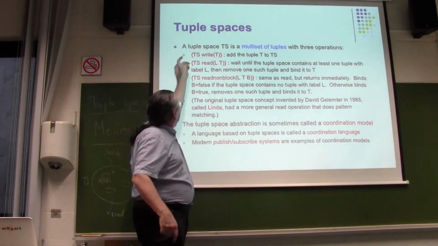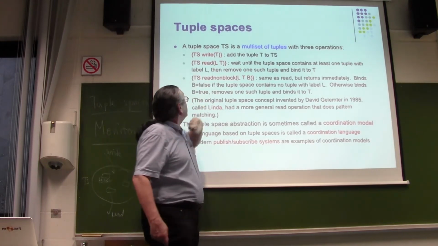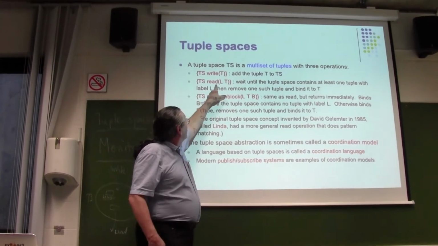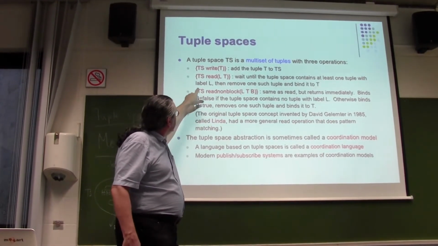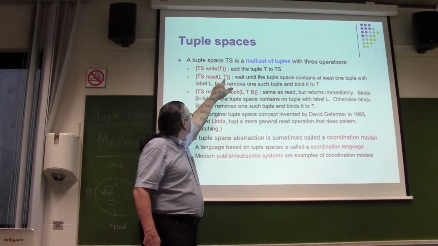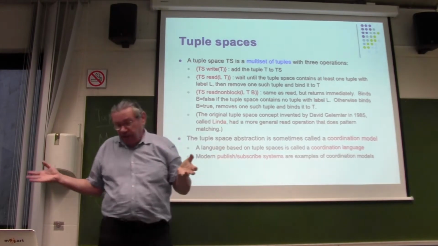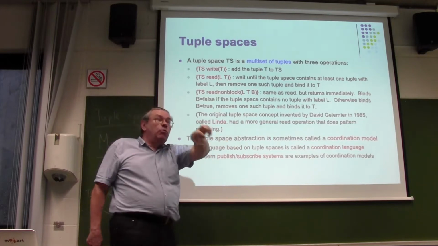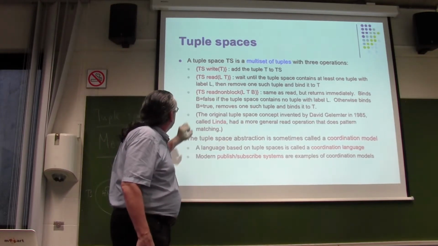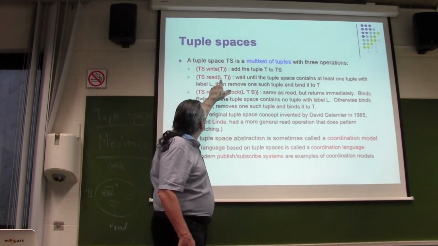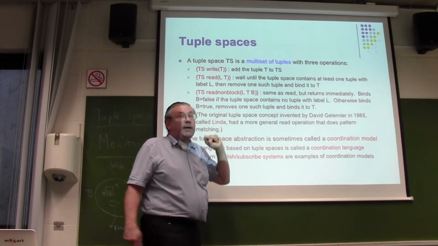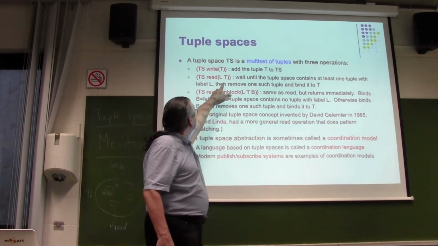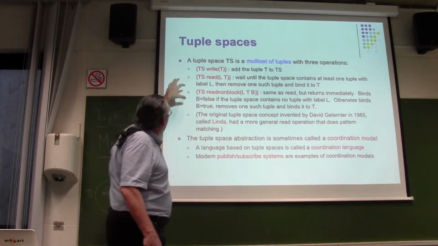There are three operations. Write, so the TS is a tuple space. Write T will add a tuple to the tuple space. The read will wait until the tuple space has one tuple with label L. Notice there's two arguments here. Because a tuple can be a very complicated data structure, you can do some kind of pattern matching, that the read will wait for a certain kind of tuple, but here it's very simple. The read will wait until there's a tuple with label L. So L is an atom. And when there's a tuple with label L, it's removed and bound to T. Okay? And this will wait.